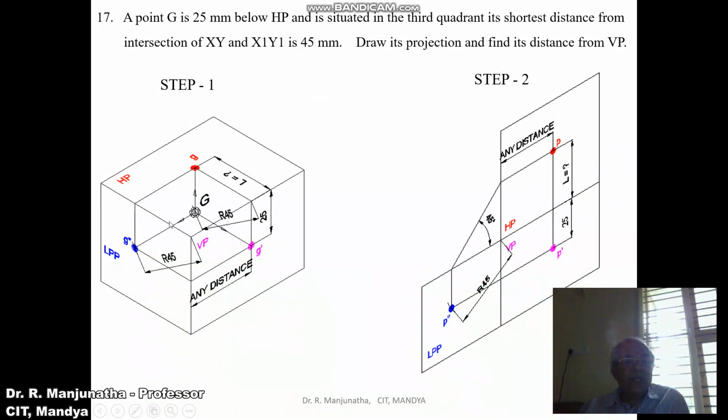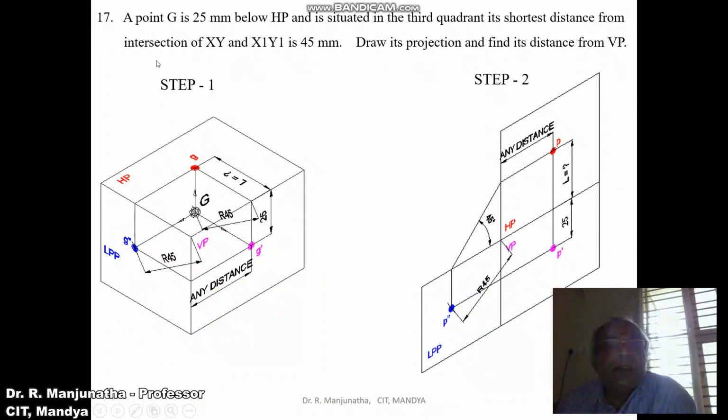Now when you cut it here and rotate by 90 degrees about LPP, it will come on this side. And when you rotate HP to the top, you get HP above. The distance with respect to the profile plane is not known, so it can be any distance. Then draw a vertical projector here. The distance below HP is 25 mm. You measure from here to here, 25 mm, and mark this point P dash. Then draw a horizontal projector to the profile view.